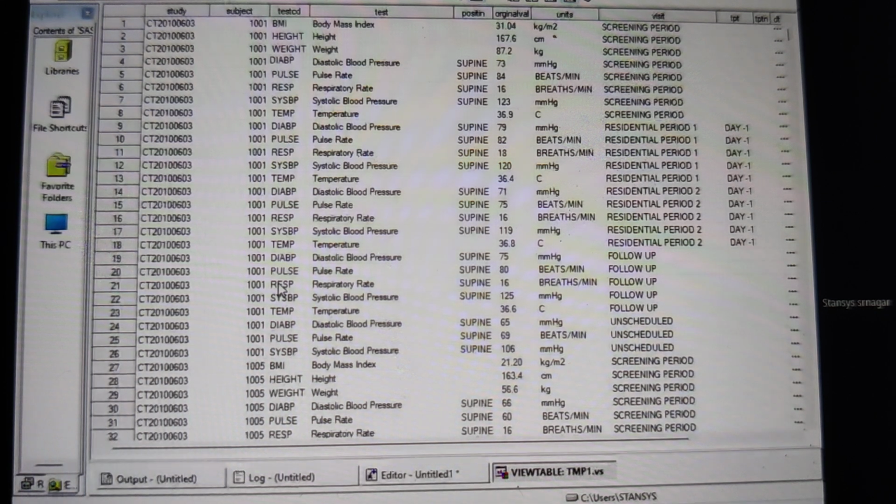Sometimes they are going to ask you what the units for BMI are. It is kg per meter square. They want to test whether you know vital signs or not. If they ask for the units for BMI, it is kg per meter square. What are the units for systolic and diastolic?